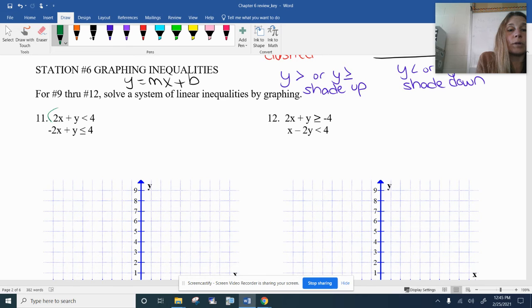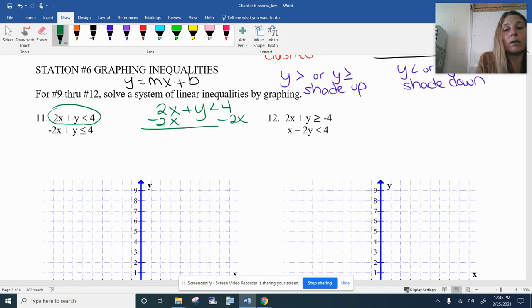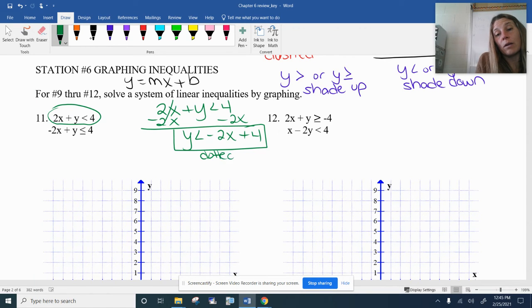Okay, so this first one here, I'm just going to write it over here so I have a little bit more room to work with. I'm moving my 2x to the other side. So it's going to become a -2x plus 4. Okay, now I notice right here from my symbol that this is going to be dotted and y is less than, so I'm going to shade down. Okay. Then on the other one here, I'm going to add the 2x to the other side.